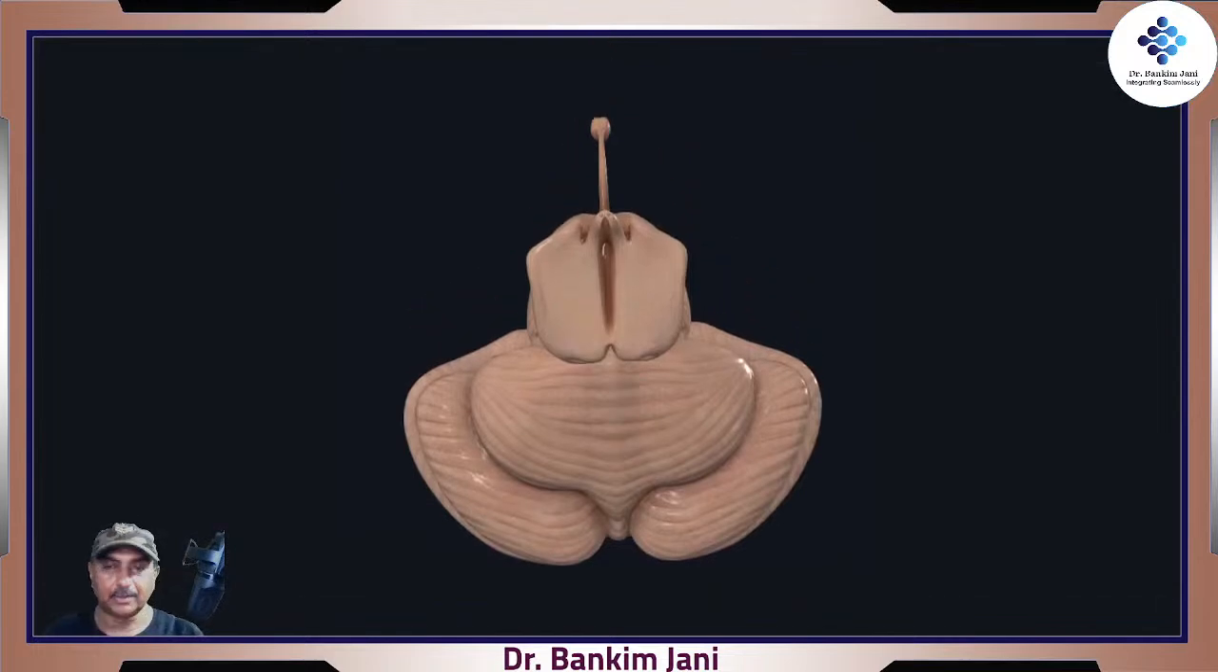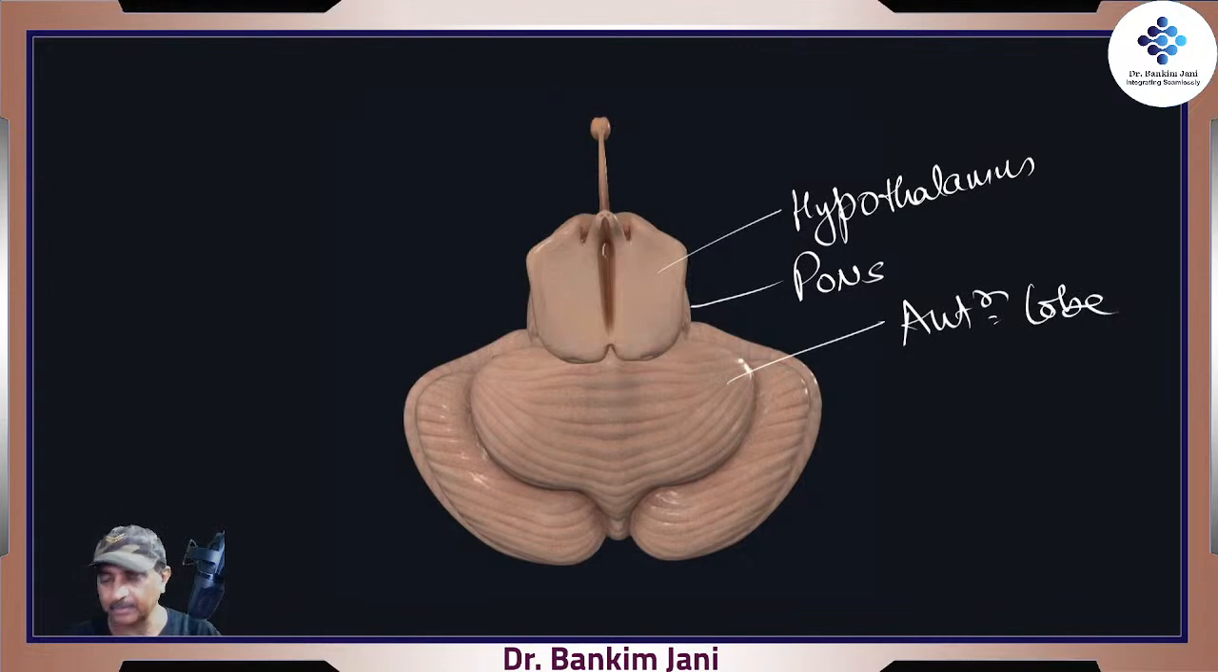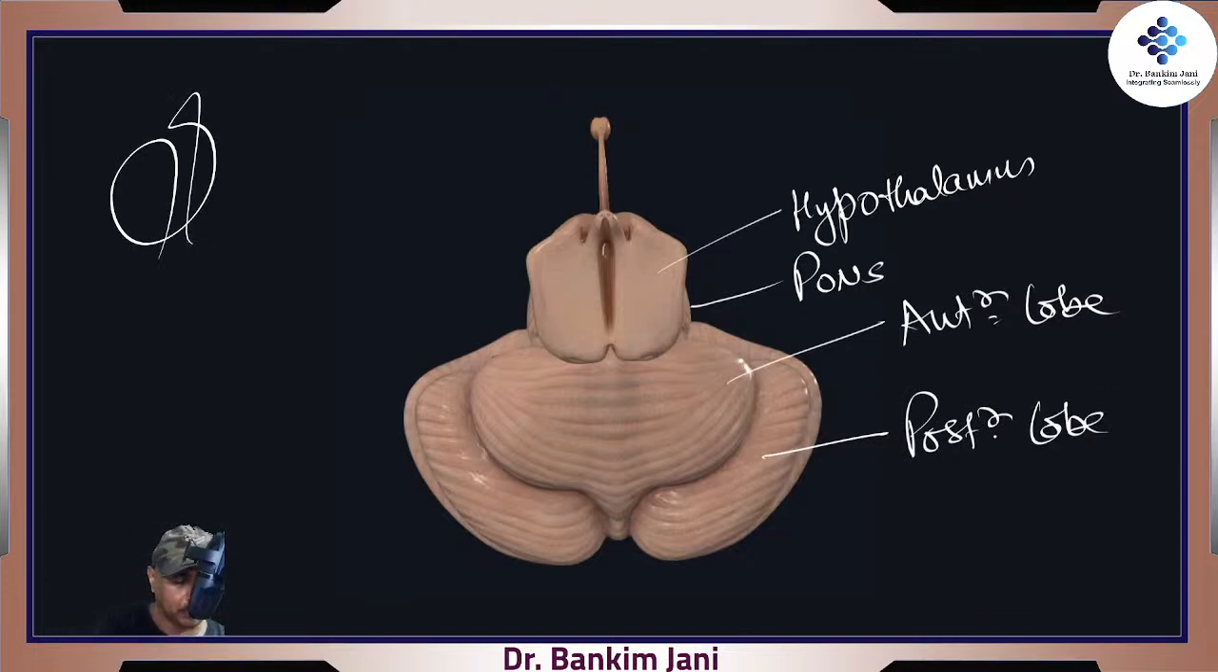Let's take another view. This is as if you are watching from the top. So this one is our hypothalamus, on the top. Underneath this small portion there would be the pons. Then still underneath there would be the medulla oblongata, and then the spinal cord, etc. This one is the anterior lobe, and this one is the posterior lobe. And this is our superior view.